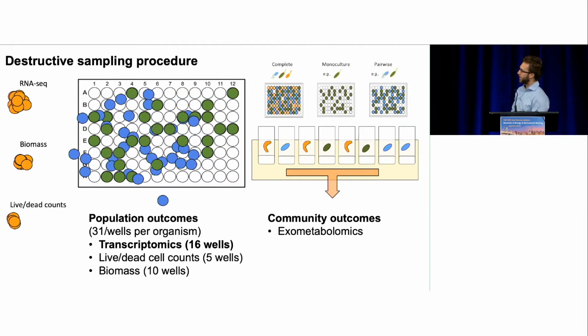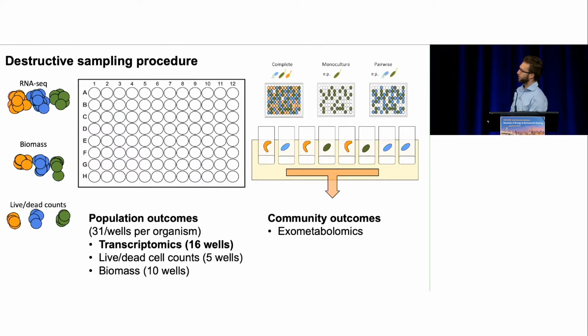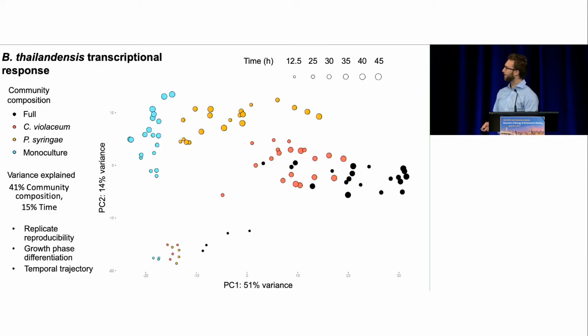To measure population outcomes, there are certain wells assigned for measuring population outcomes for each member, as seen here. Then the community outcomes can be taken by obtaining the spent medium from the shared media reservoir and performing mass spec analysis on that. Again, I'll only have most of my time to present some of the transcriptomic work. So let's dive into the data.